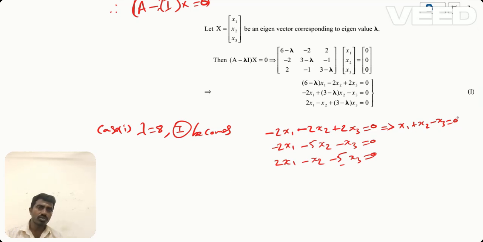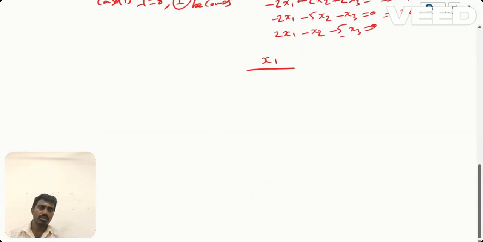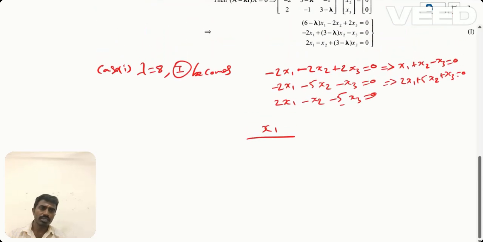Now consider first two equations, x1 plus x2 minus x3 equal to 0, and 2x1 plus 5x2 plus x3 equal to 0. If you want, you can divide by minus, then you get this one. Now use the cross ratio method to find the values of x1, x2, x3.